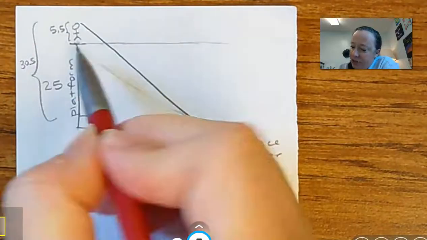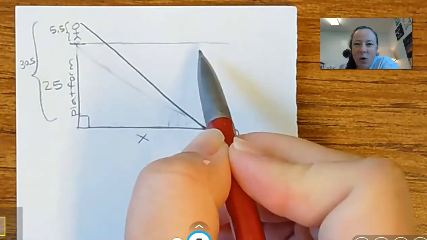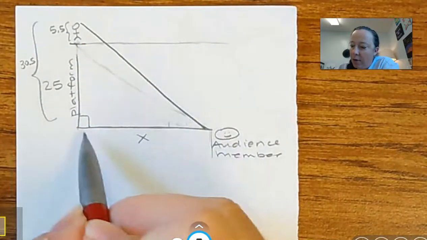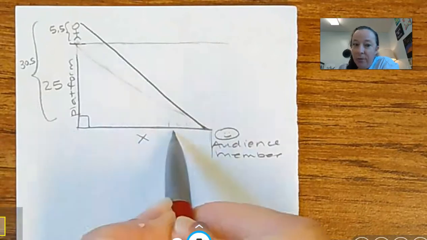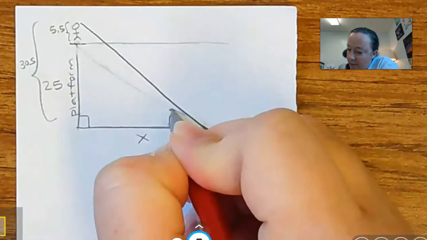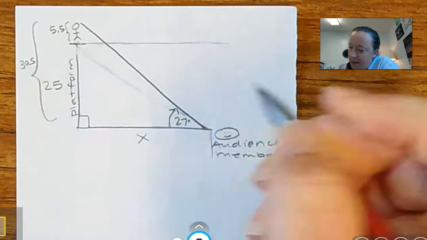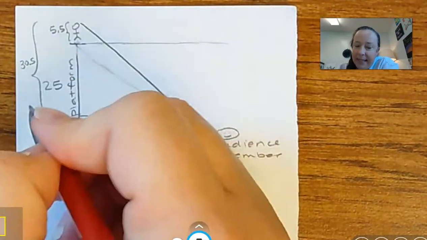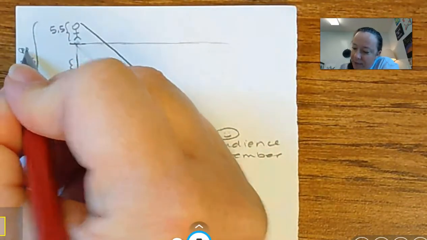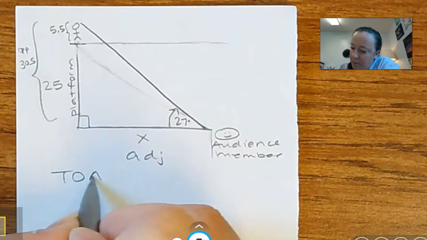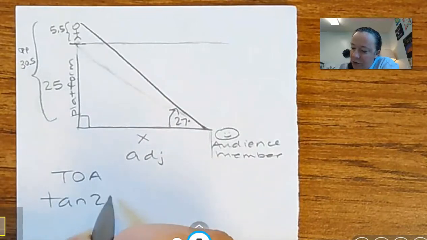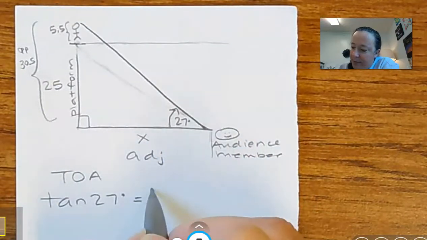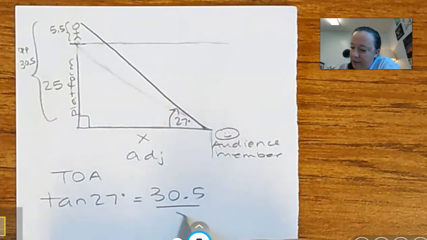Okay, and this is just the wire I wanted to show you. That's not the horizontal that it's coming from. The horizontal that it's coming from is right here, this base. So this was 27 degrees. All right, so I've got adjacent is X. I've got opposite is 30.5. So that's tangent. Tangent of 27 degrees equals opposite over adjacent.